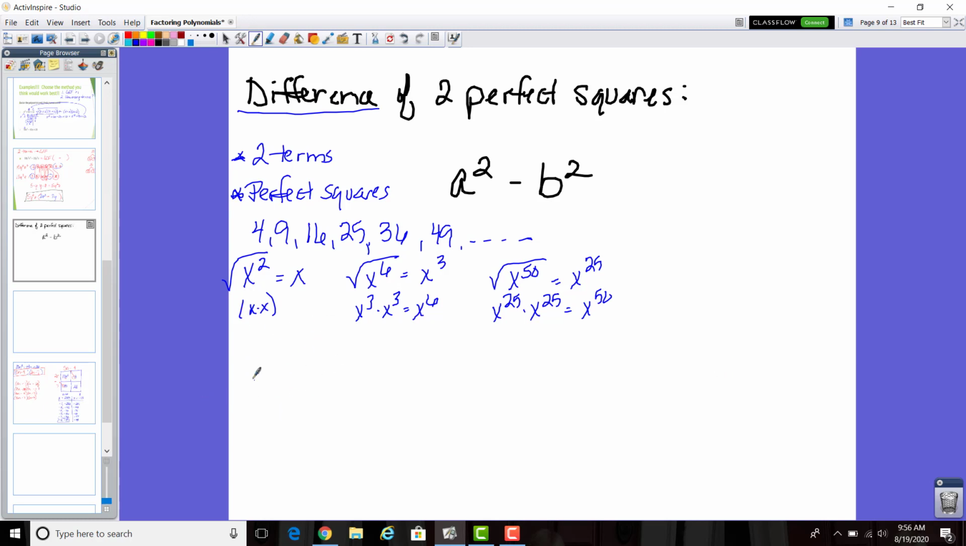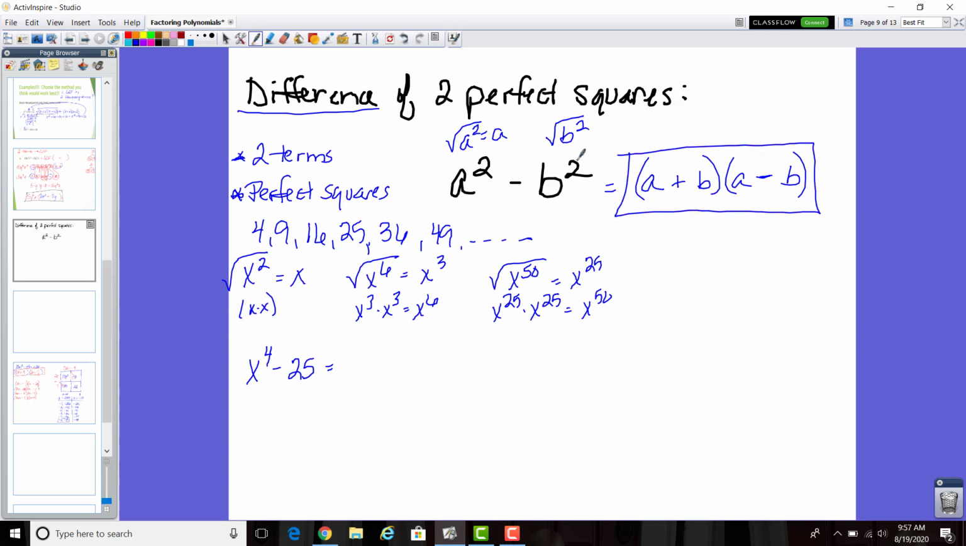So some examples of these, start off simple. Let's just start with x to the 4th minus 25. This will always factor into two binomials. The first term will be the square root of a squared, which equals a. The second term in your binomial factors will be the square root of your second term. Square root of b squared is b. Now, in order to get a negative sign between them, we know we have to be able to multiply a positive and a negative. So your answer will always come out like this.